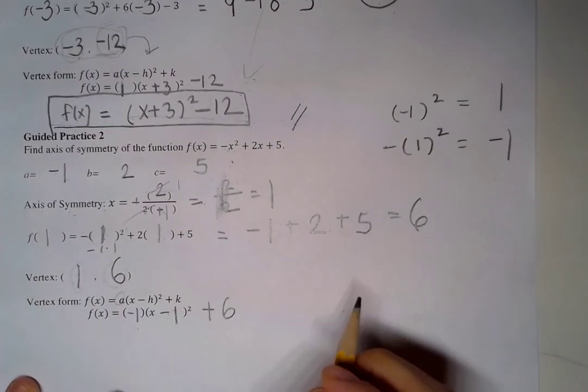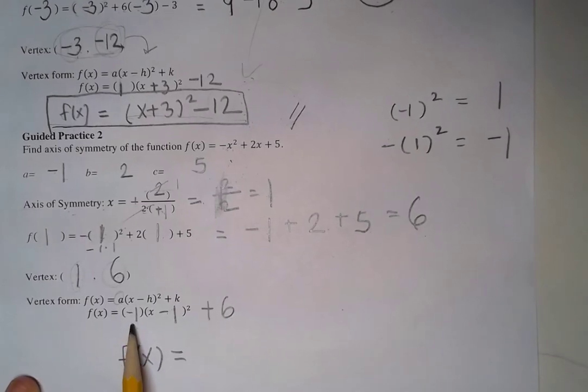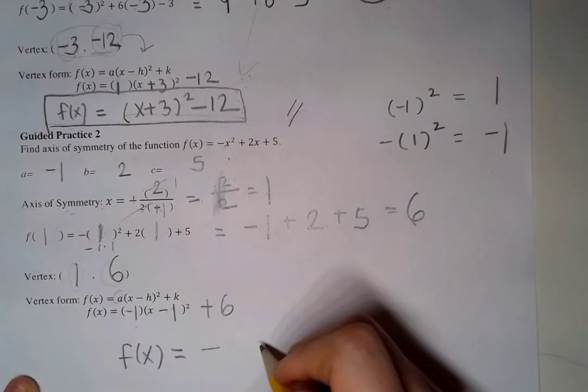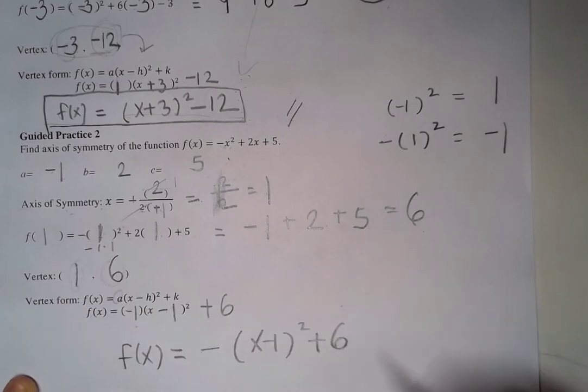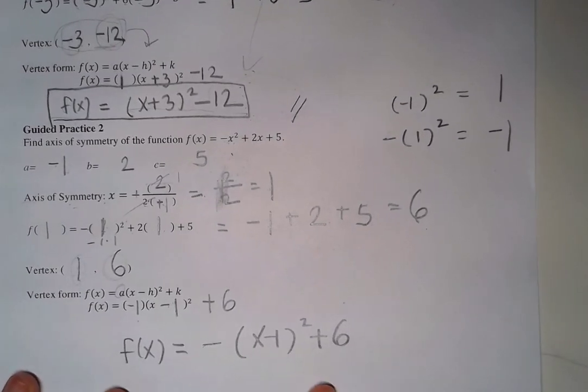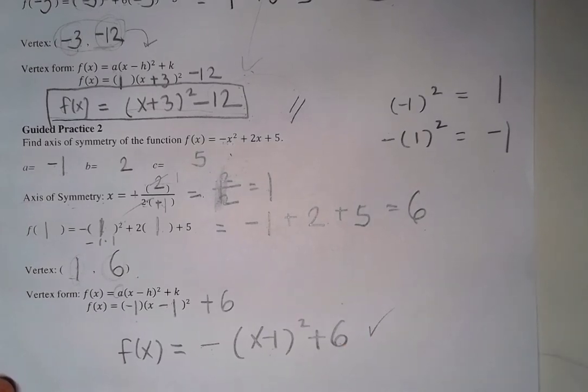And let's rewrite it. F of x equals negative 1. So you can just have the negative sign only. That's fine. X minus 1 squared plus 6. After you write it, you just check it by yourself. Ask yourself, do I have the same A? Yes. Is that my vertex? 1, 6. 1, 6. Yes. Then you're good. Alright? So you get this.